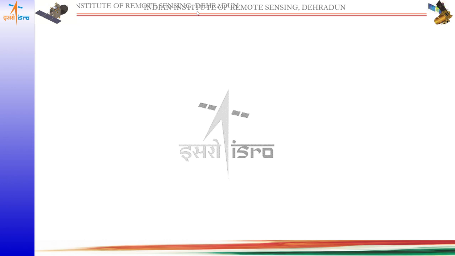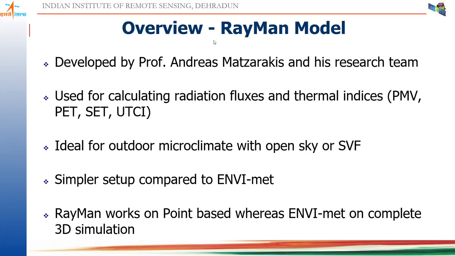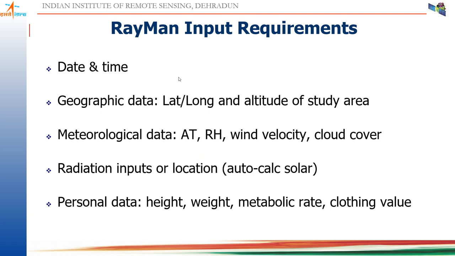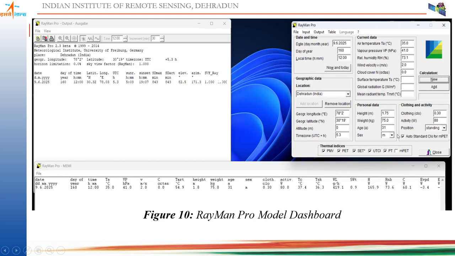Then move to the RayMan model. Coming to the RayMan part, as I have told you, it is very simple. The input requirements for RayMan are geographical latitude and longitude, meteorological data, and date and time. We should also give personal data with the clothing value. This is the dashboard. You can easily see the date and time, geographical, and current data. And the output is in this format.